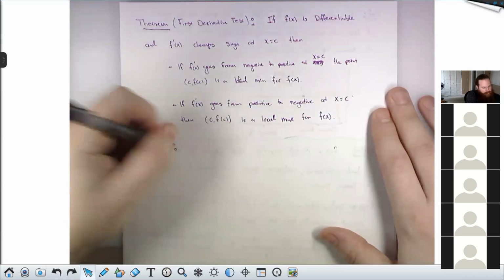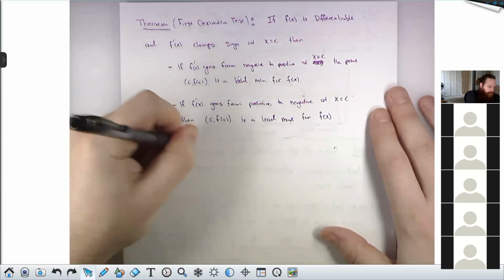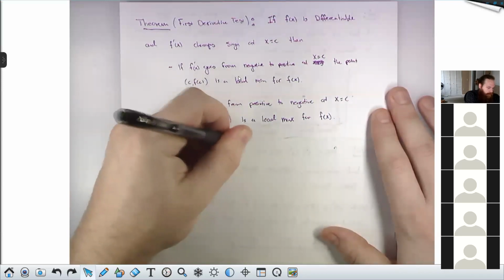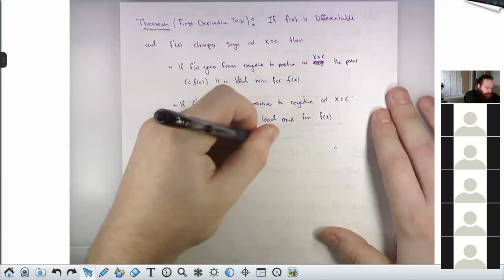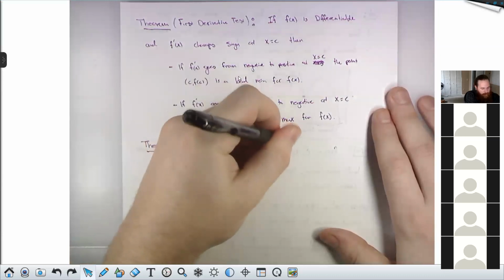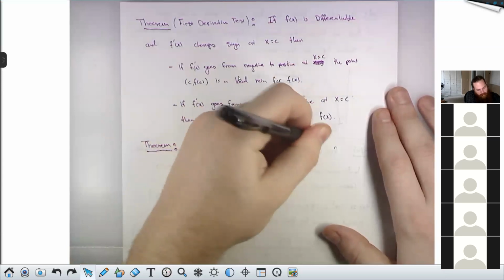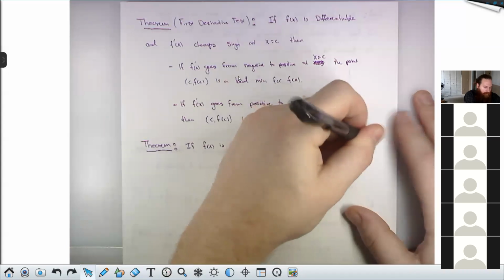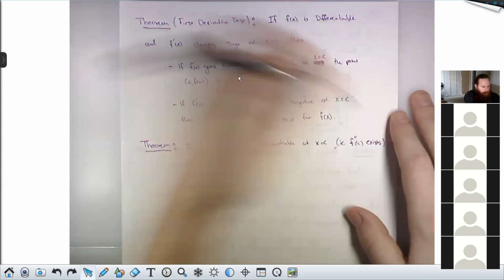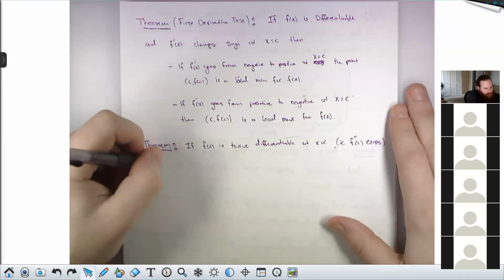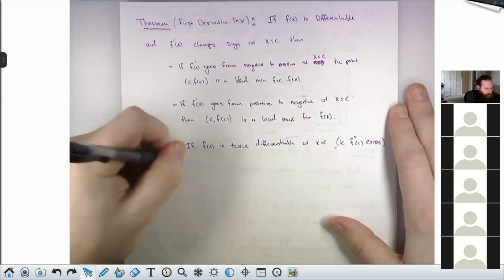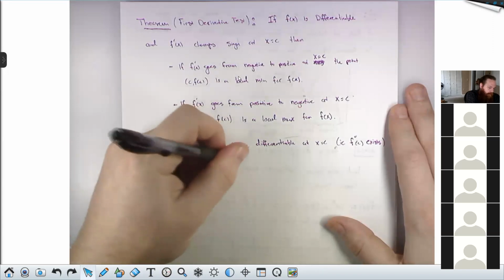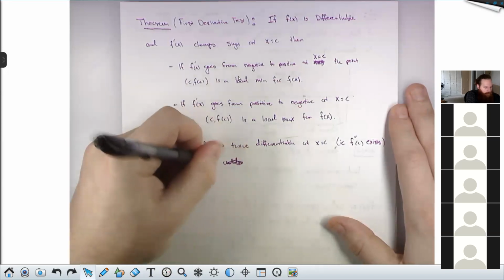There's another way to state this. If f of x is twice differentiable at x equals c, i.e. f double prime of c exists, and f prime of c is 0 or undefined. Actually, really just if f prime of c is 0, yeah, we don't have to worry about the other one.